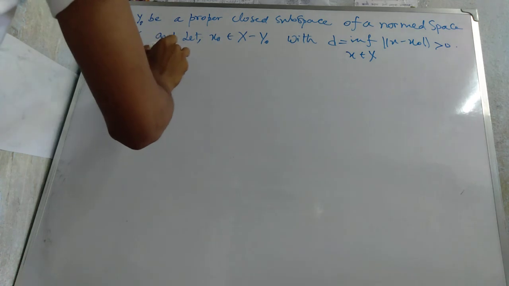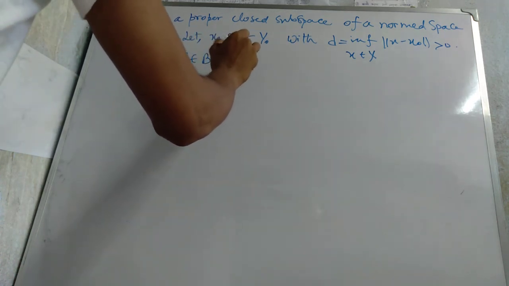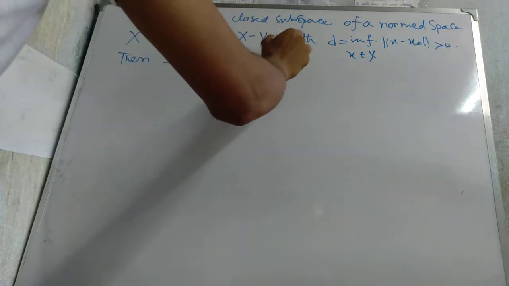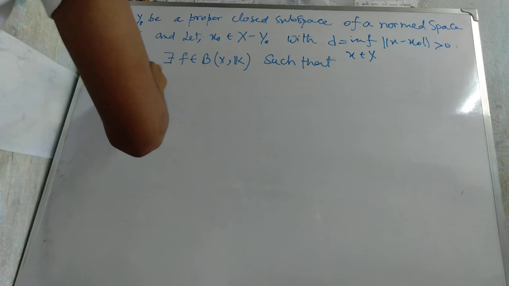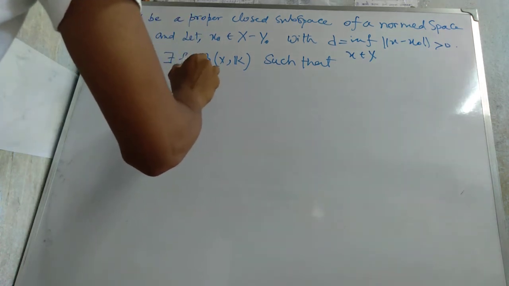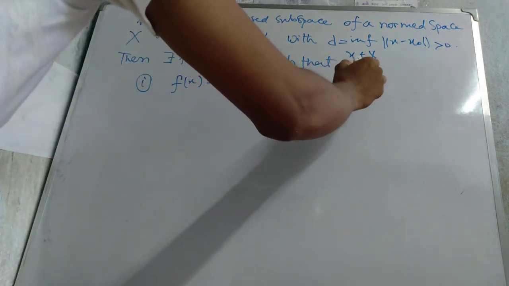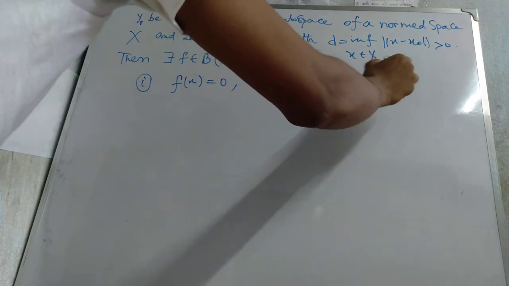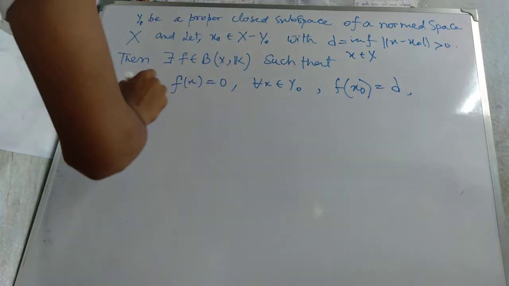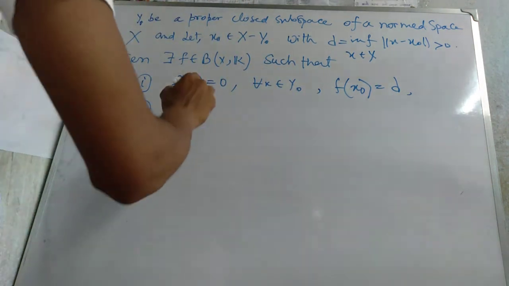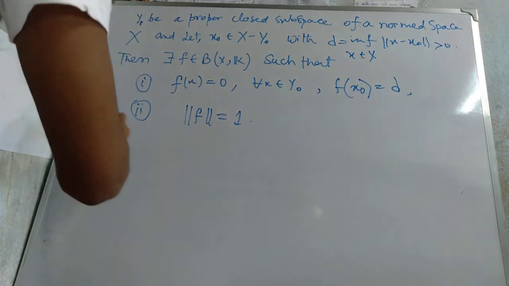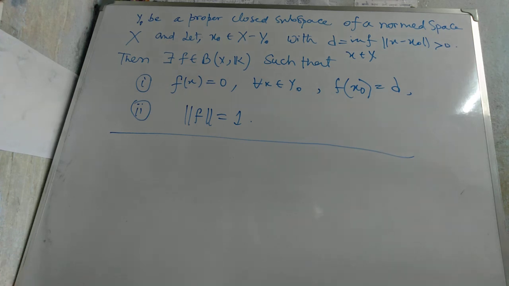Then there exists F belongs to X dual such that first, F(x) equals 0 for all x belongs to Y0, and F of x0 equals d, and number two, norm of F equals 1. We also get this one. So today we discuss two application problems of the Hahn Banach theorem. So today we stop here.